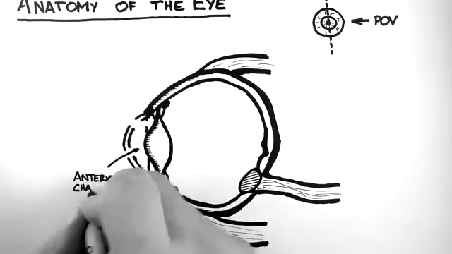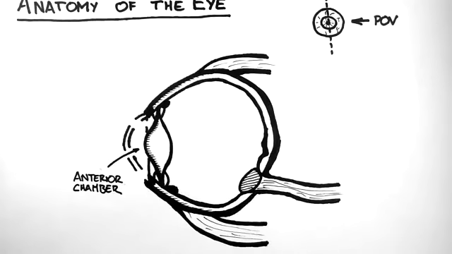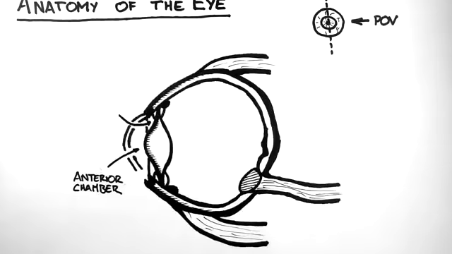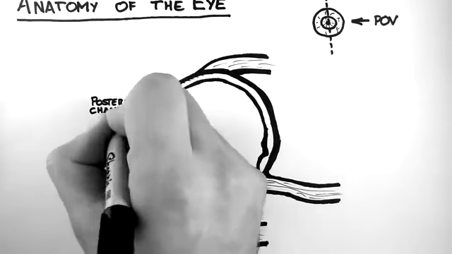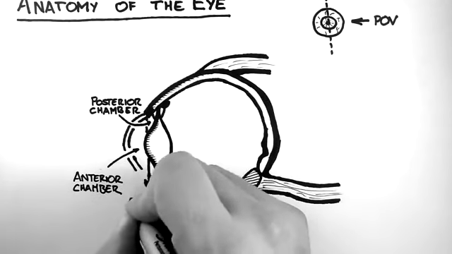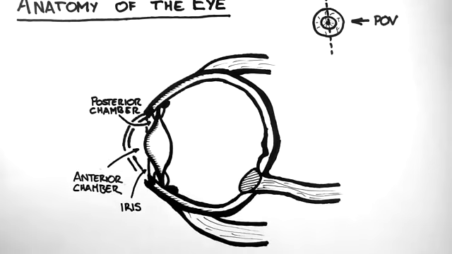The anterior chamber is this space at the front of the eye here. And just behind it, we have the posterior chamber. These two chambers are filled with a fluid called the aqueous humor. The anterior and posterior chambers are separated by the iris, which is the coloured part of the eye.